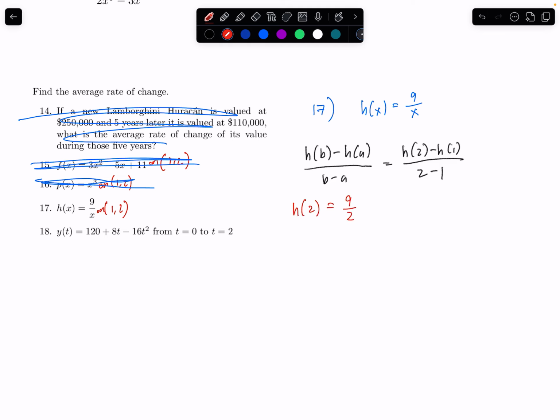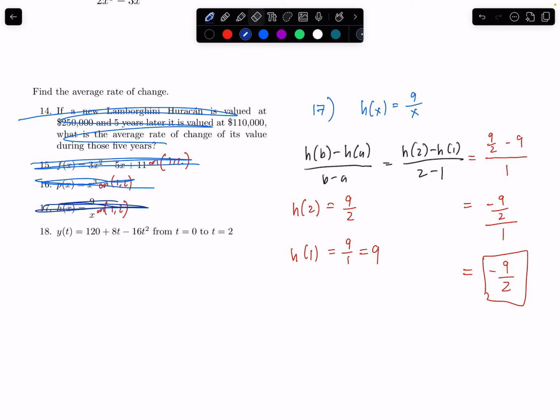So let's do our side calculations here. H of 2 is 9 over 2, 9 halves. H of 1 is 9 over 1, which is 9. So let's plug those in. 9 halves minus 9 over 1. 9 halves minus 9 is going to be 9 halves minus 18 halves. So it's going to end up with negative 9 halves on the top over 1. And dividing by 1 leaves it as is, so negative 9 halves in the end. That's the average rate of change on the interval from 1 to 2. Okay, that's done.